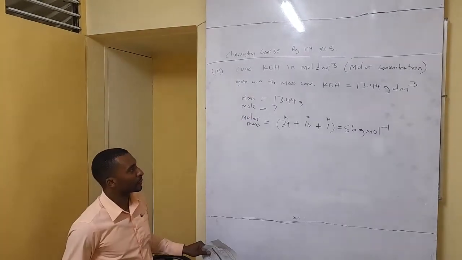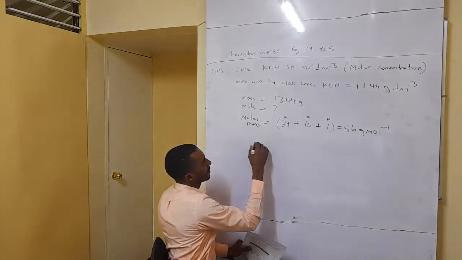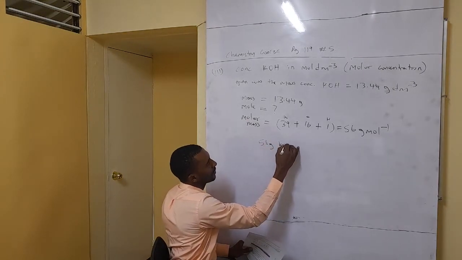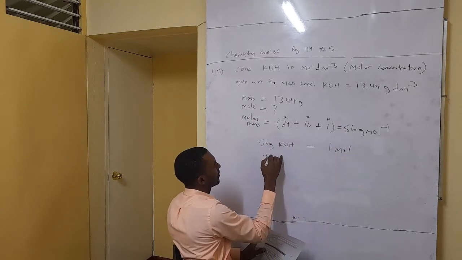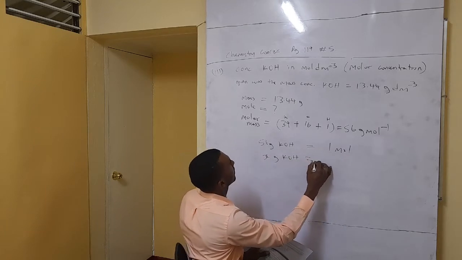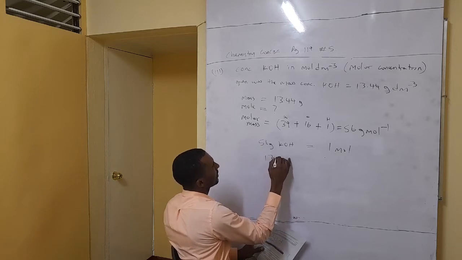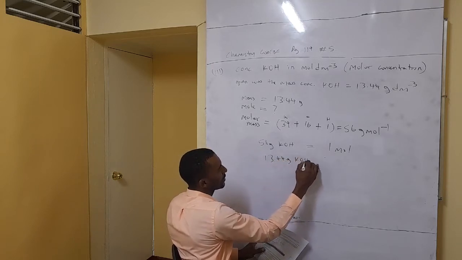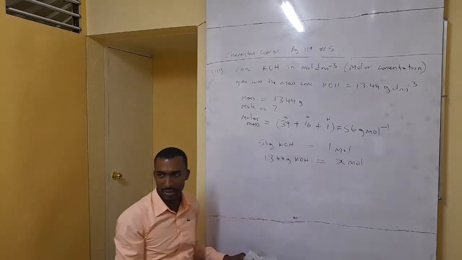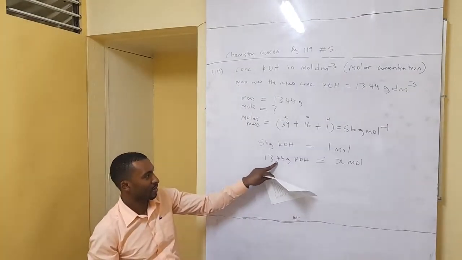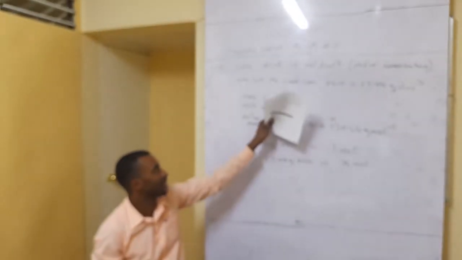Alright? Now, we need the number of moles here, right? So from this statement, we are saying that 56 grams of KOH is equal to 1 mole. So 13.44 grams of KOH is equal to X moles. And the mole is the unknown in this case. Following? We have to know what is the unknown. Here we have the mass and we need the moles.